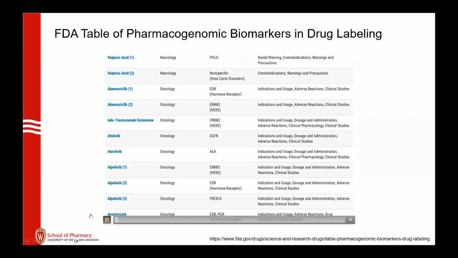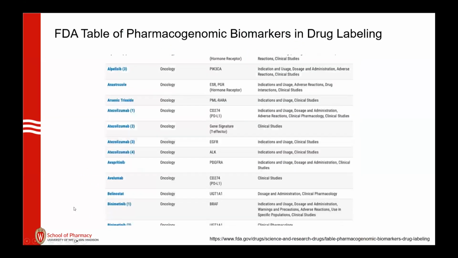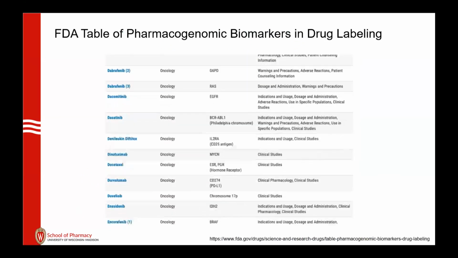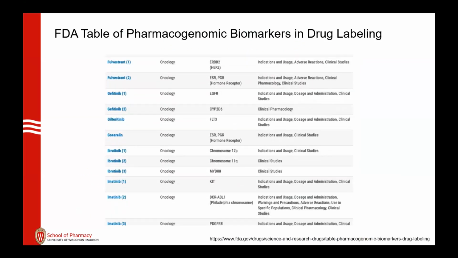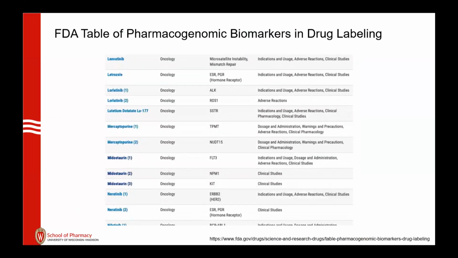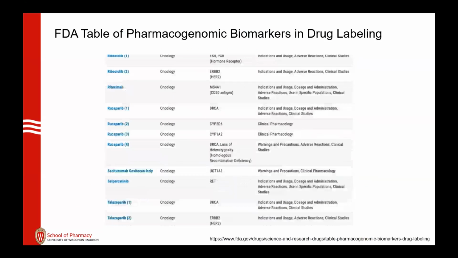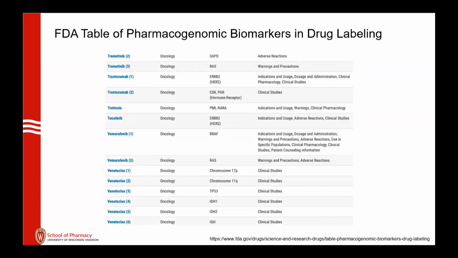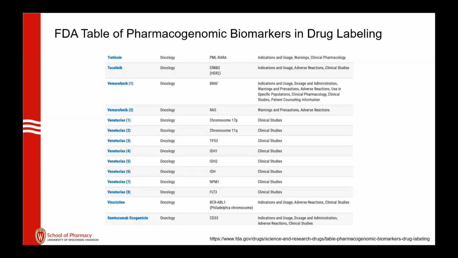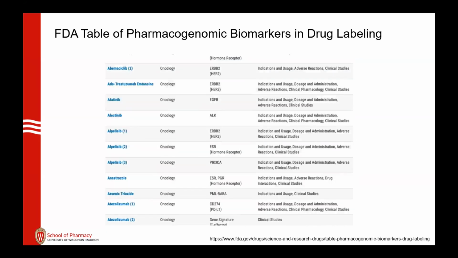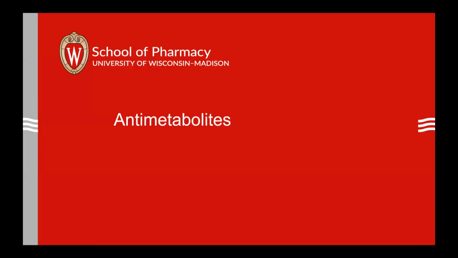And finally, this FDA table now has 273 annotations on about 140 drugs for cancer. This table is only package insert recommendations, but it's very good. You're not going to see a lot of off-label stuff here, but you will see standard of care and pharmacogenomic drug monitoring and toxicity information. So it's good to see. Okay, third section: antimetabolites.